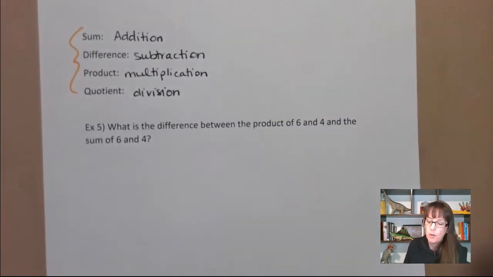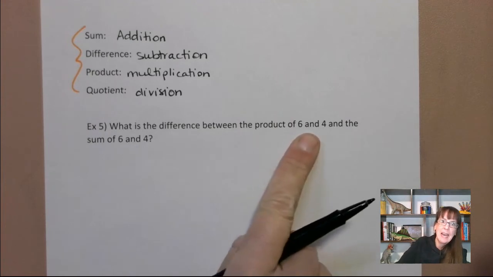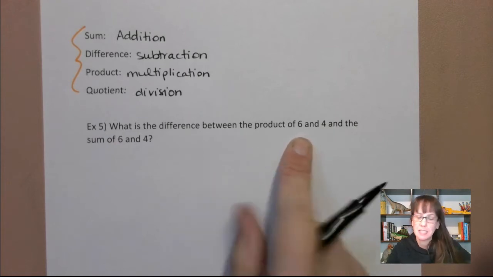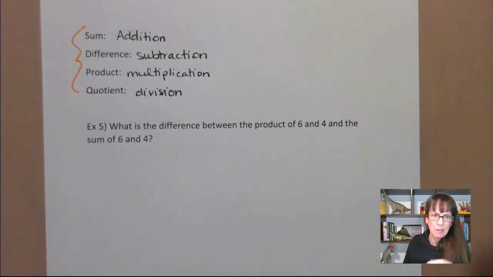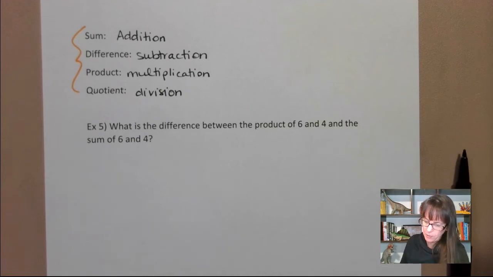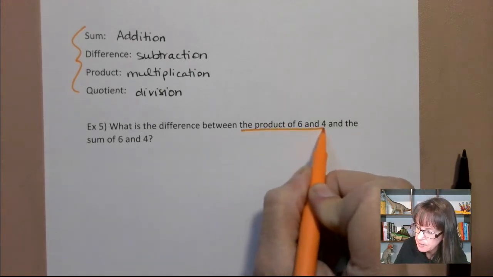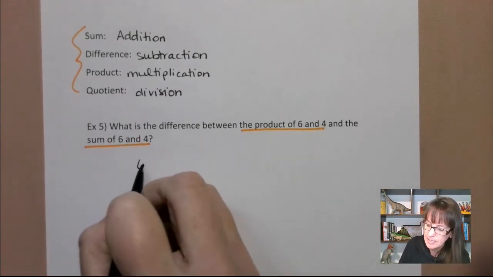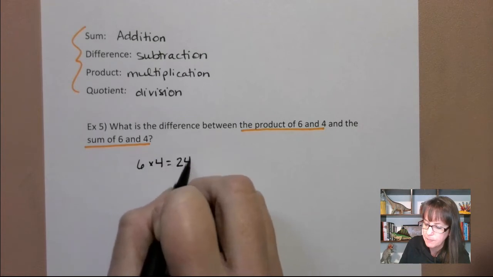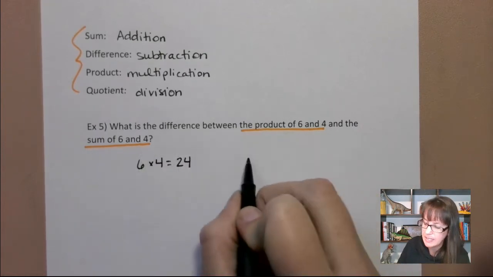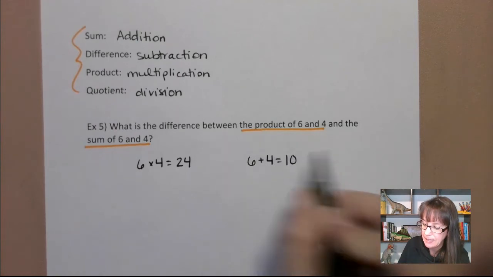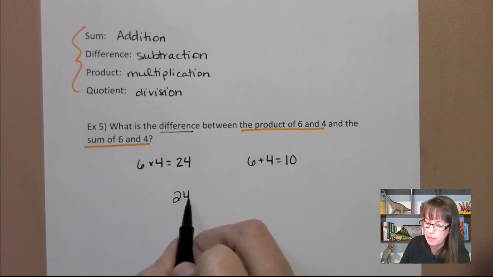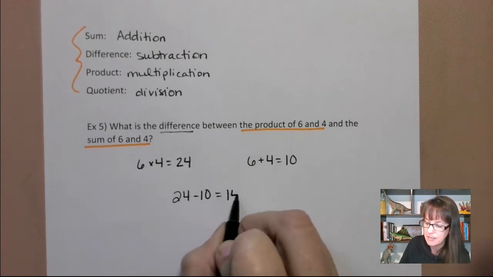All right, so what is the difference between the product of 6 and 4 and the sum of 6 and 4? So that's kind of hard to parse out, right? We want to figure out what this means. So first we're going to do the product of 6 and 4 and the sum of 6 and 4. The product of 6 and 4 is 6 times 4, which gives us 24. The sum of 6 and 4 is 6 plus 4, which gives us 10. Now, the difference between those two, difference means subtract, so 24 minus 10 is going to give us 14.